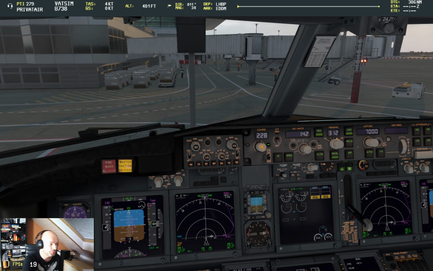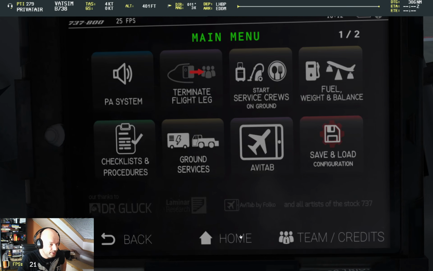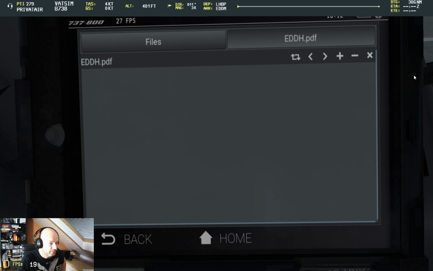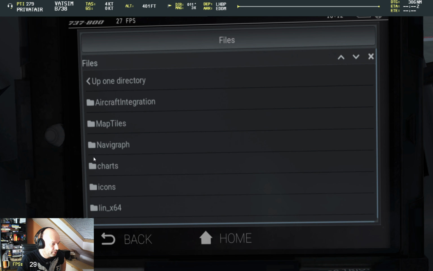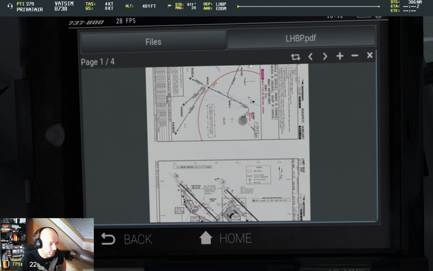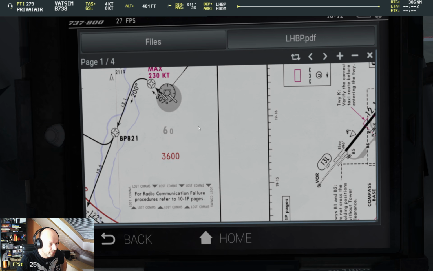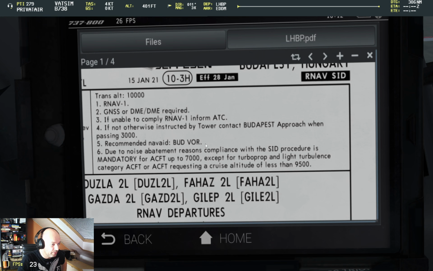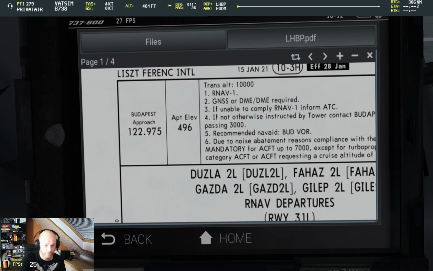So, we can have a look at the charts quickly. AVTAB charts. No. Why did it have the old one? We have to go back. There we go. 1, 2, 3. So, GILEP 2 Lima. The instructions are: if unable, blah blah blah, if otherwise instructed by tower, contact Budapest approach when passing 3,000 feet. So, 3,000 feet, we switch automatically to the next station, which is approach 122.97.